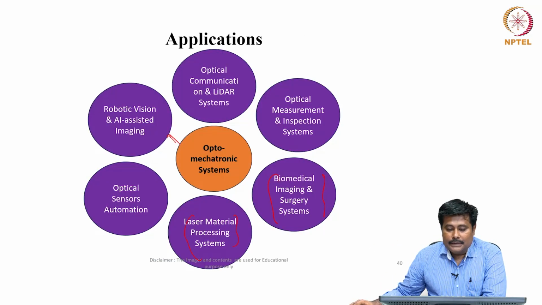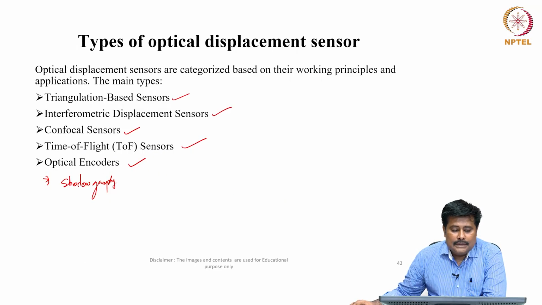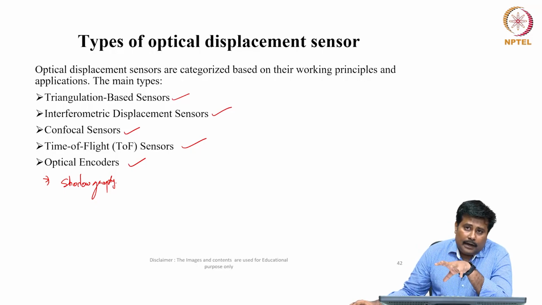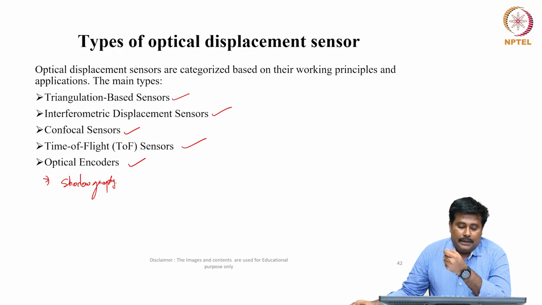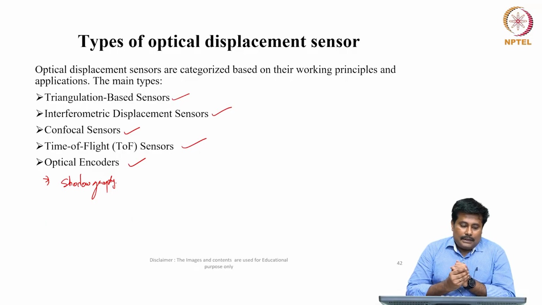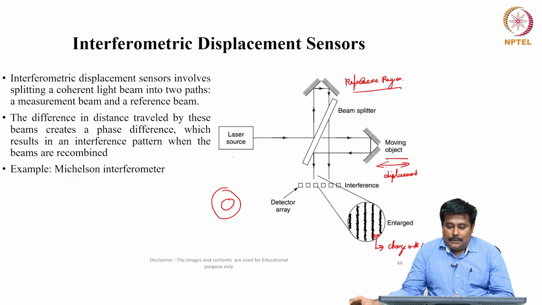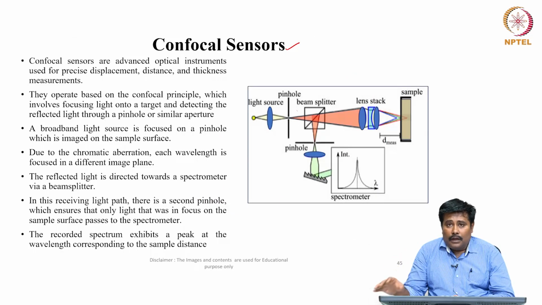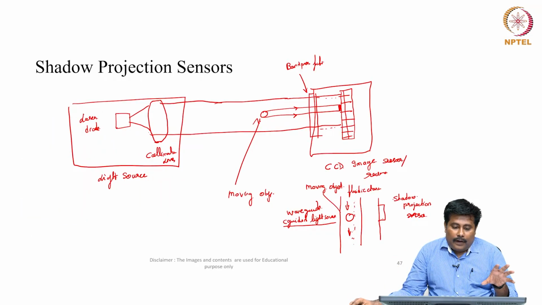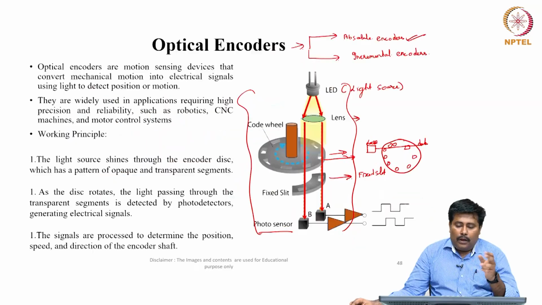Then the different applications of optomechatronic systems, the configuration of an LDS sensor, and the different techniques involved with optical displacement measurements, which include the triangulation based sensor, the interferometric displacement sensor, a confocal sensor, a time of flight sensor, and optical encoders. Then there is a discussion on the triangulation sensor, interferometric displacement sensor, confocal sensor, and time of flight measurements, and how a shadow projection sensor is used for visualizing moving objects in a system.